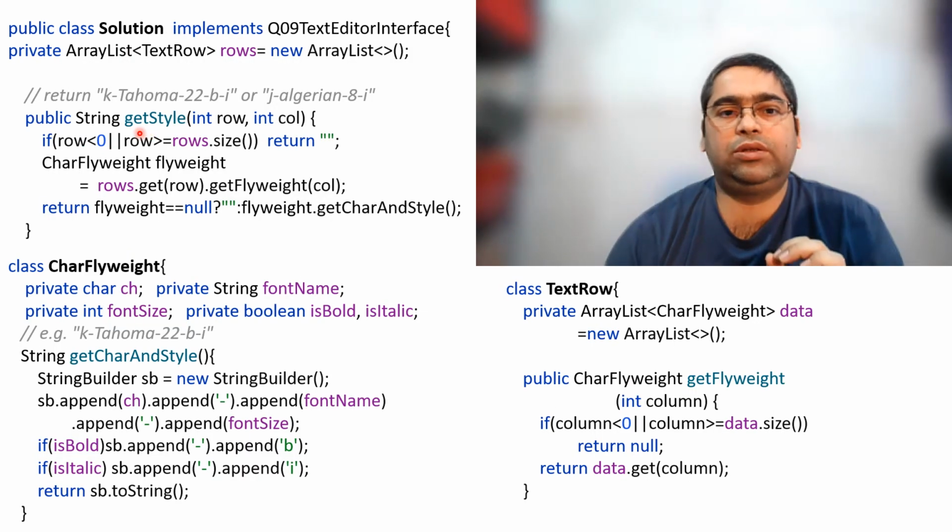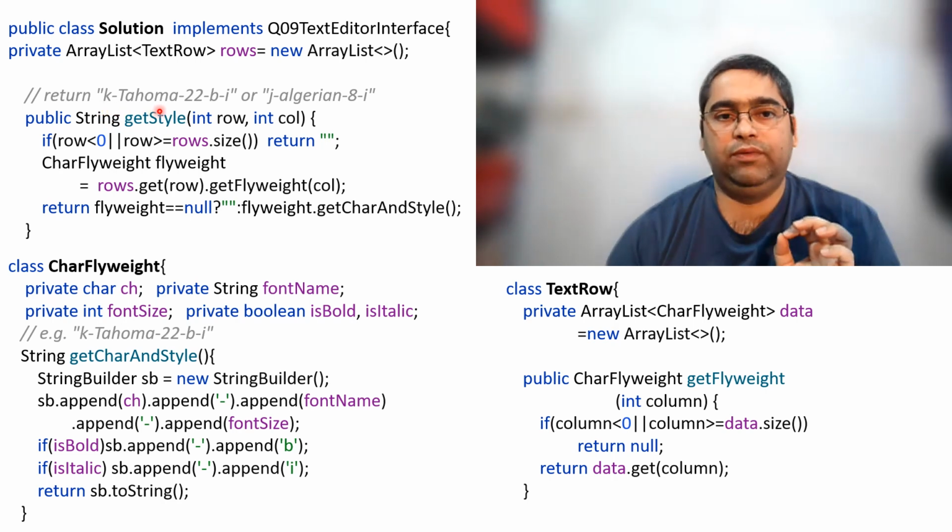Next method in class Solution is getStyle. So basically it fetches the character itself, hyphen, the font name, which can be Tahoma, Times New Roman, Algerian, etc.